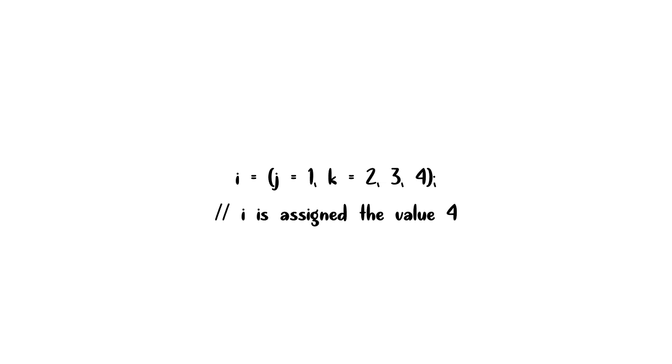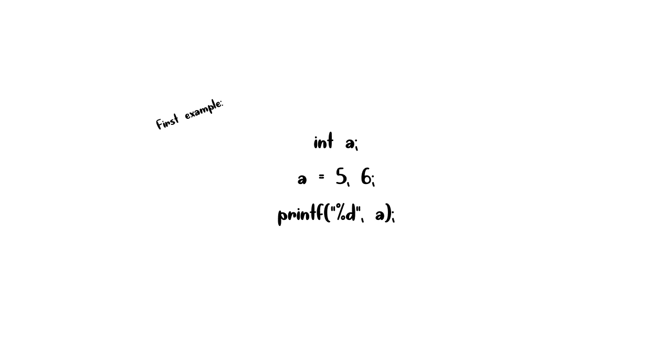Let's take a look at a couple of quick examples to see how this works in practice. In our first example, we have this. Here, the variable a is assigned the value 5. So, the output is 5.